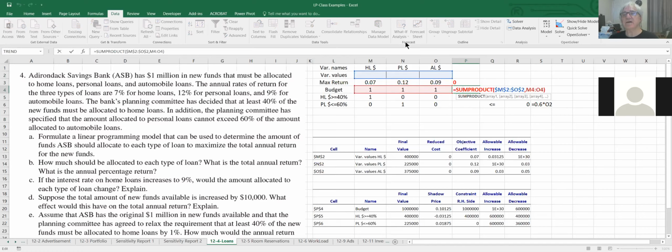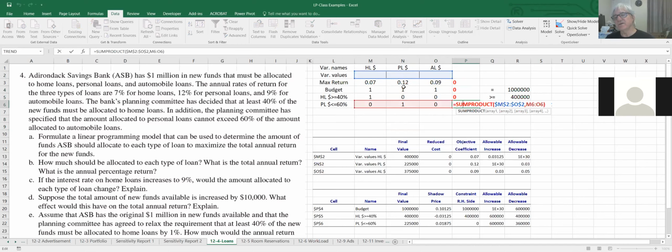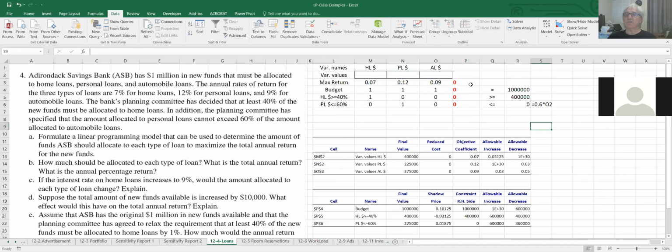To calculate now the total amount of money used in your portfolio, you do 1 times this, plus 1 times this, plus 1 times this. But this is the SUMPRODUCT that is done here. So now I can drag it twice more. And all the left-hand sides of the constraints are now calculated properly. For example, look at the fourth one. See, it takes the first one times the last one. And all the SUMPRODUCTs are calculated.